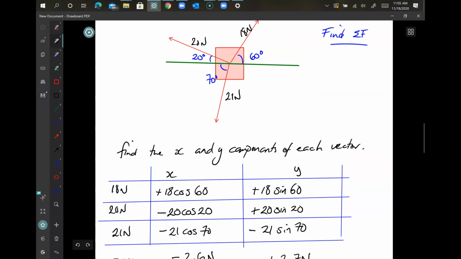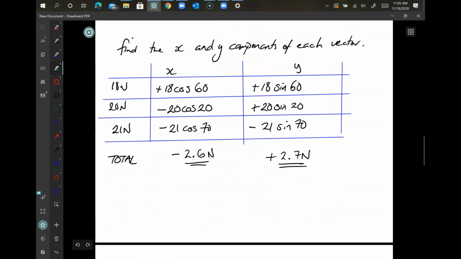Now, what I've done there is I have worked out that these three vectors could all be replaced, all of them, with two vectors, one of which is lined up on the x-axis and has a value of 2.6, and one of them which is lined up on the y-axis and has a value of 2.7. My x1 is negative, so it would be to the left, and my y1 is positive, and so would be upwards. And the value of these would be 2.6 newtons, 2.7 newtons.